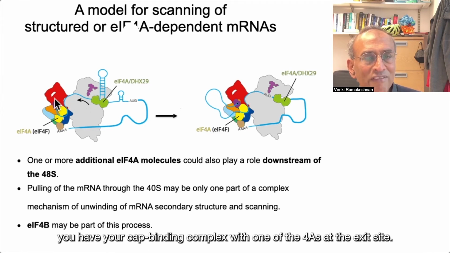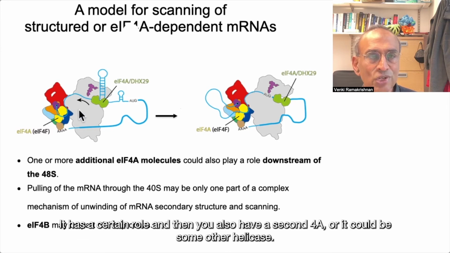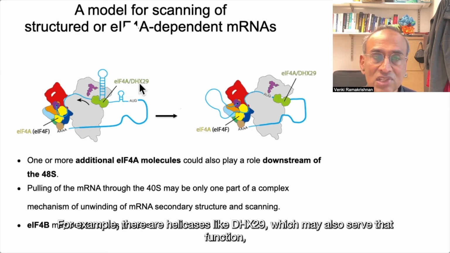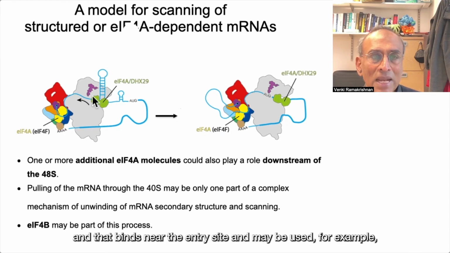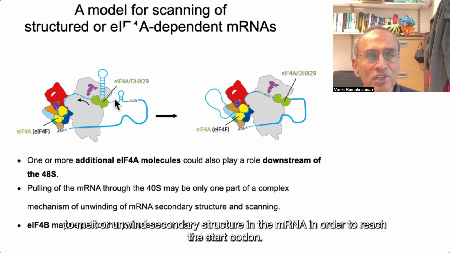And that is, you have your cap binding complex with one of the 4As at the exit site. It has a certain role. And then you also have a second 4A, or it could be some other helicase. For example, there are helicases like DHX29, which may also serve that function. And that binds near the entry site and may be used, for example, to melt or unwind secondary structure in the mRNA in order to reach the start codon.